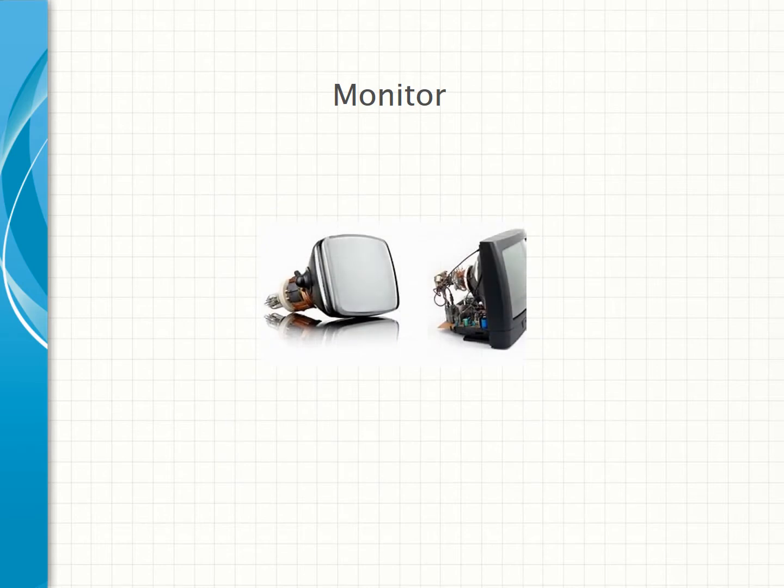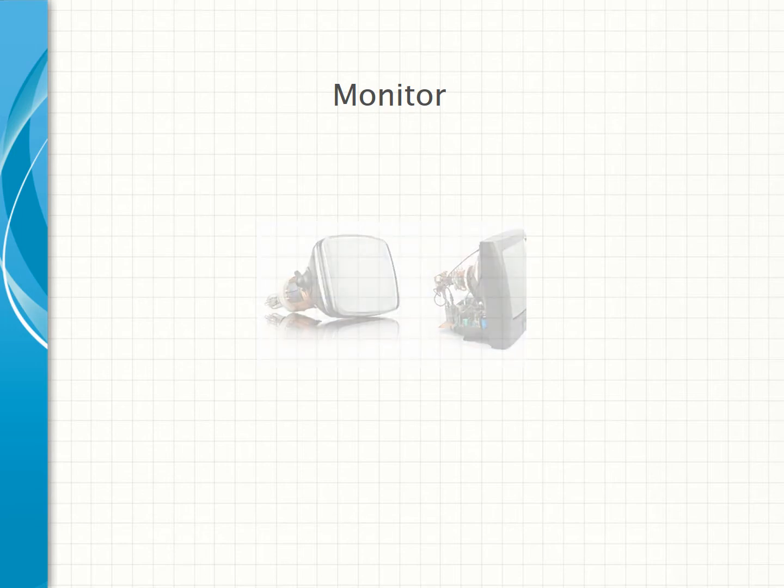Older monitors use CRT or cathode ray tube displays. CRT monitors are much larger, heavier, and have become obsolete. Because they have lead in them, they have become more difficult to dispose of.